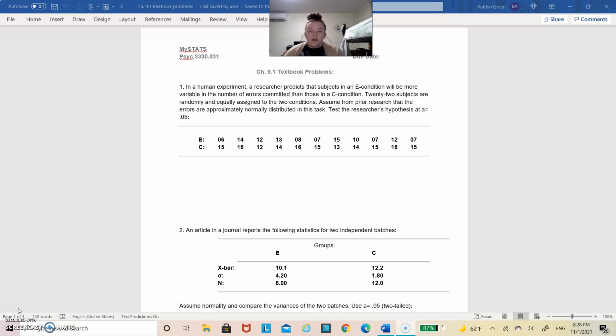So we know that K equals 2, and we know that N is going to be 11 because there's 22 subjects, so there's approximately 11 in each. And in this one, since they are equal, we'll be doing an F-max equation.